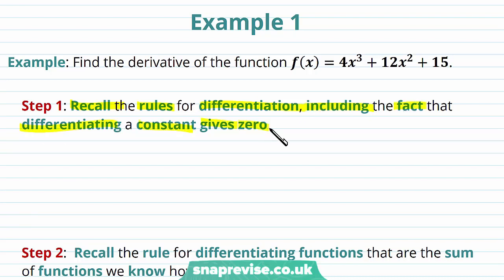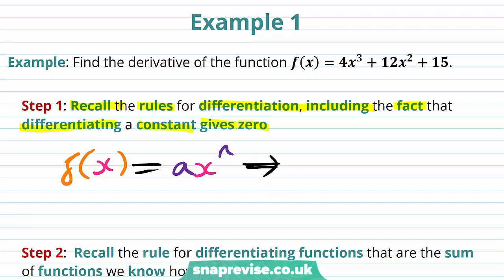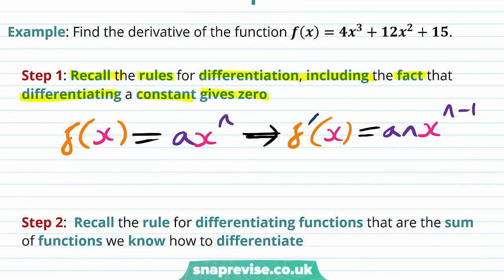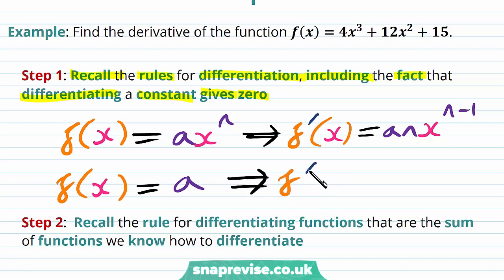If we have our function of x, which is equal to ax to the power of n for a constant a and real value n, then the derivative f prime of x is equal to an multiplied by x to the power of n minus 1. Similarly, if we have our f of x is just a constant a, then when we differentiate it, we get our f prime of x, and this is just going to be 0.